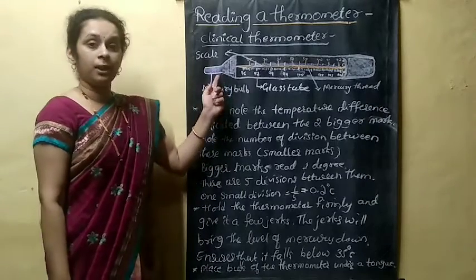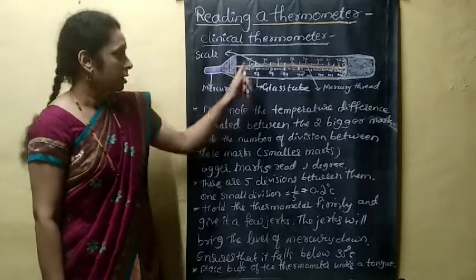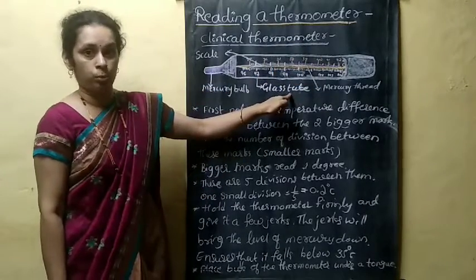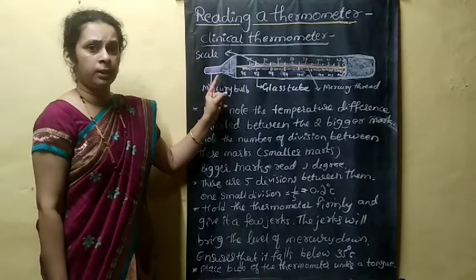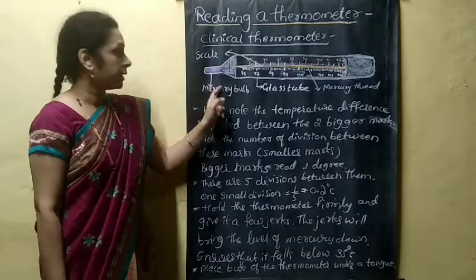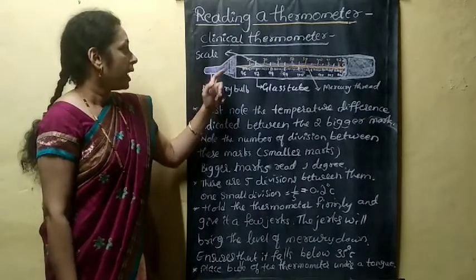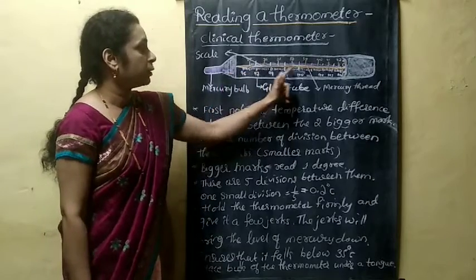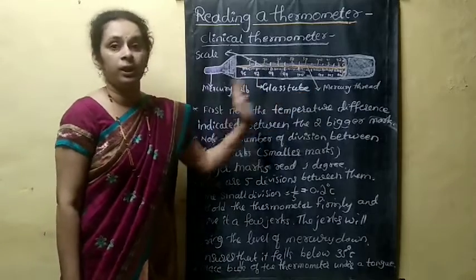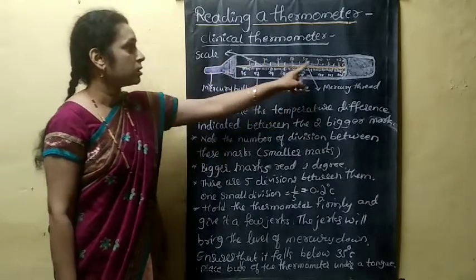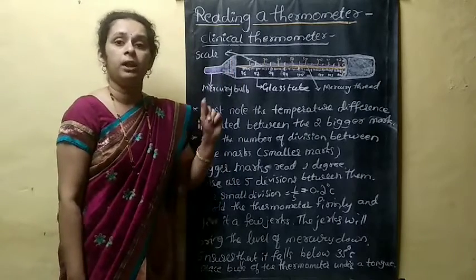I told you that the clinical thermometer has a narrow glass tube. At one end of the thermometer, you will come across a bulb called the mercury bulb, which is filled with mercury. In the middle of the thermometer you will come across the mercury thread. And you will come across a scale to measure the temperature of the human body.